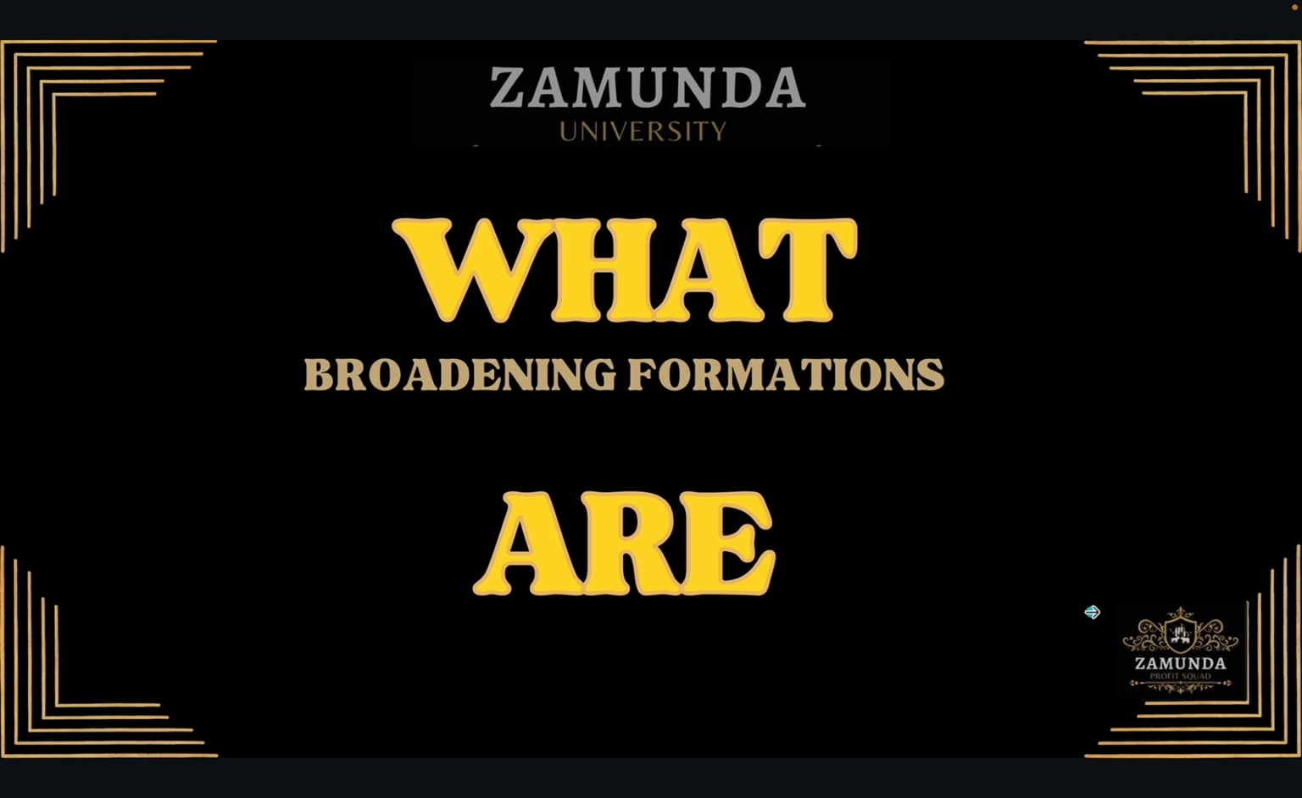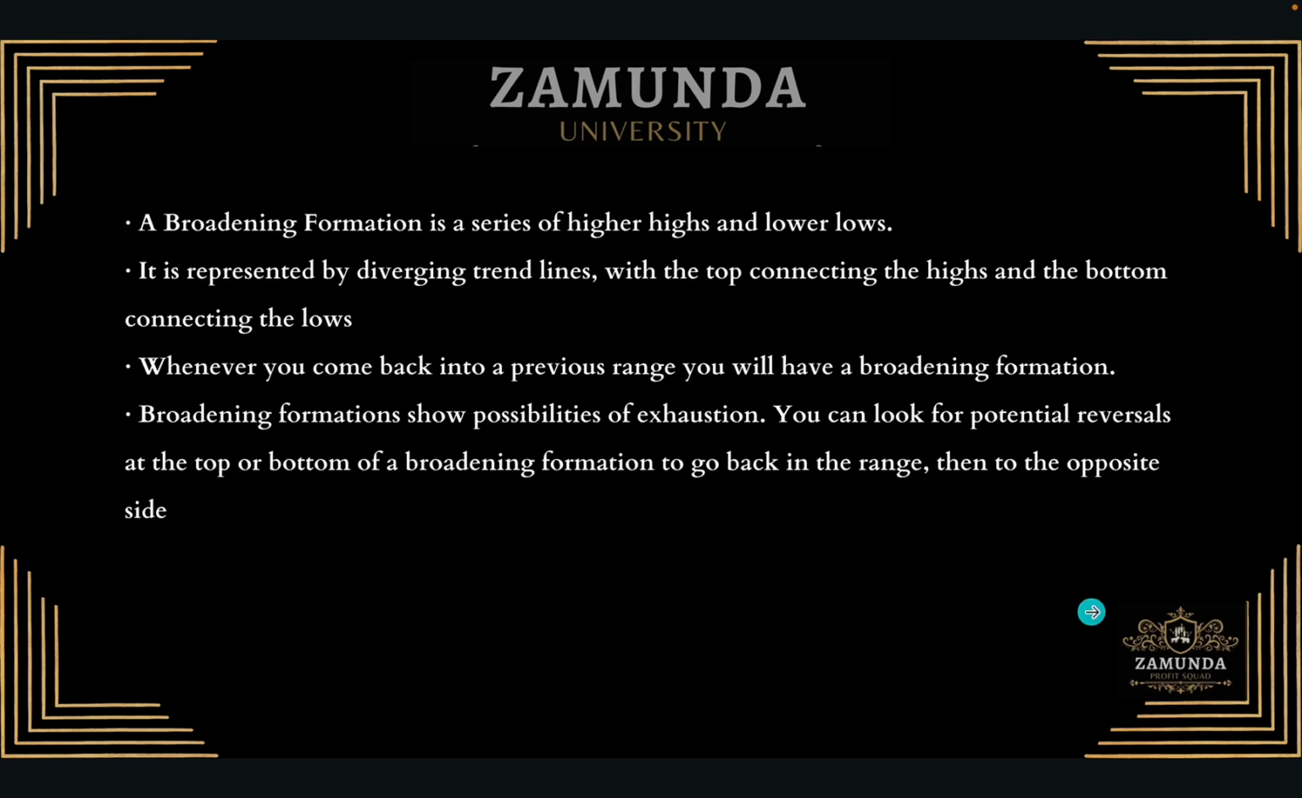So, what are broadening formations? A broadening formation is a series of higher highs and lower lows. It is represented by diverging trend lines with the top connecting the highs and the bottom connecting the lows. Whenever you come back into a previous range, you will have a broadening formation.